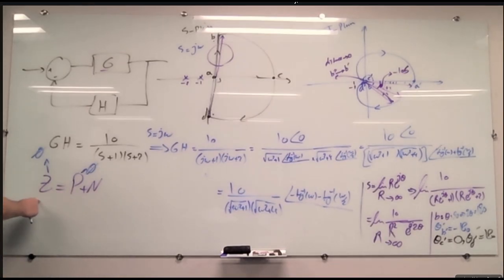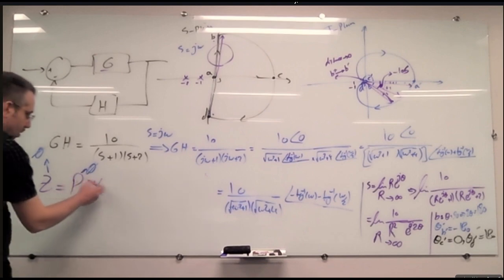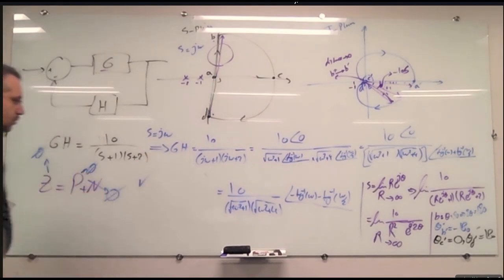So if we want to have a stable system, the number of clockwise encirclements around the minus 1 should be 0. Now look at the Nyquist. We don't have any encirclement around minus 1. Correct? So this is also 0. So we meet the condition of this equation. So this system is stable. Is that clear? Are we good on that?